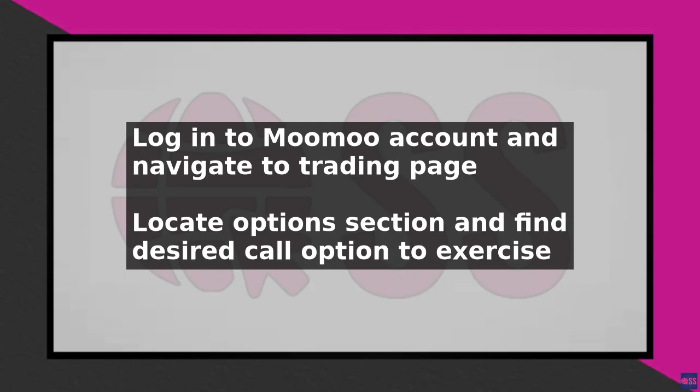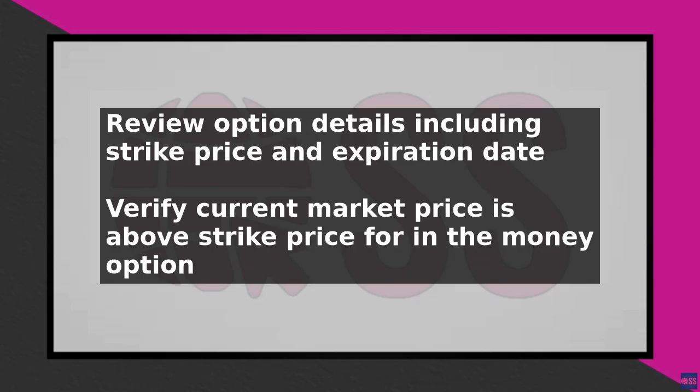Locate the options section and find the call option you want to exercise. Ensure you have sufficient funds in your account to cover the cost of exercising the option. Next, review the option details, including the strike price, expiration date, and underlying asset. Verify that the current market price of the underlying asset is above the strike price, making the option in the money.